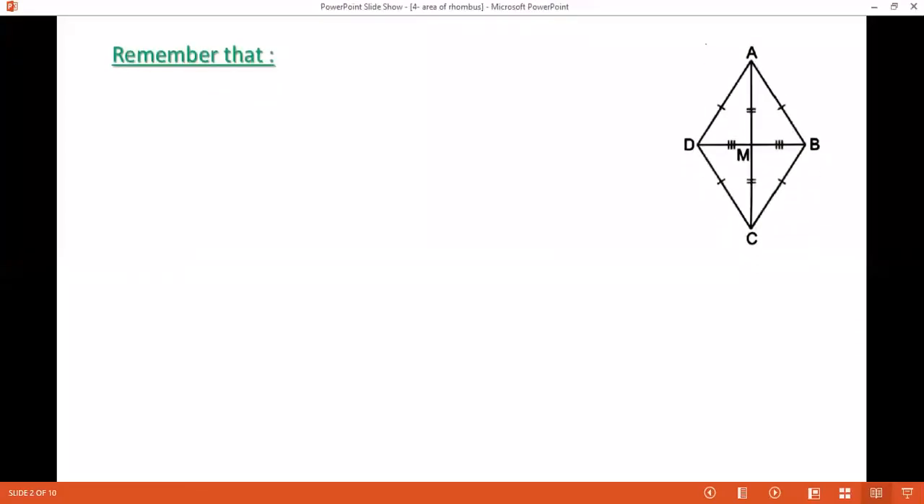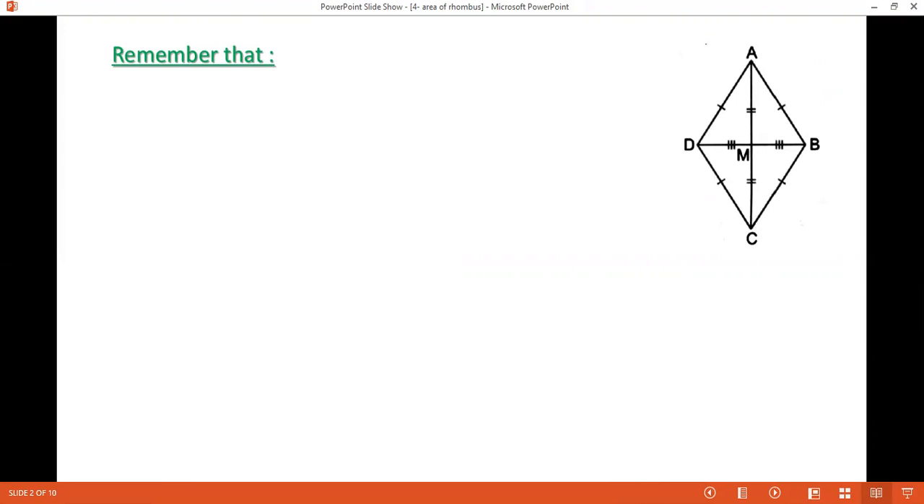Today we're going to start our lesson with the area of a rhombus. As we know, a rhombus is like what? Like the square. All sides are equal. So it may have the same rule as the square, but in a different way.